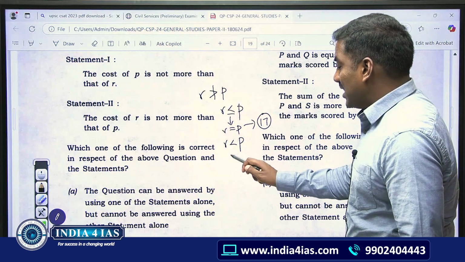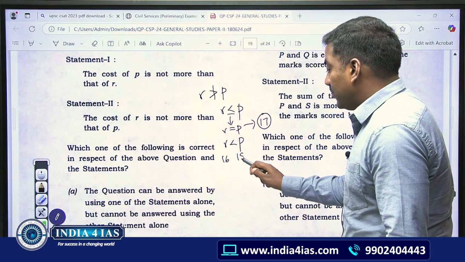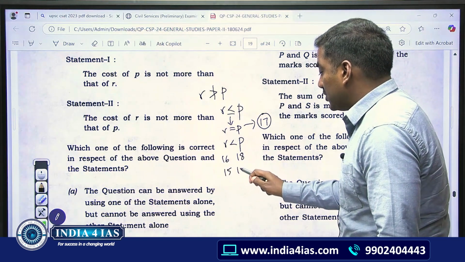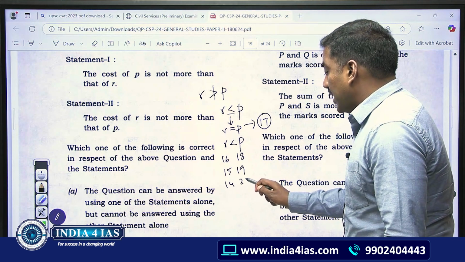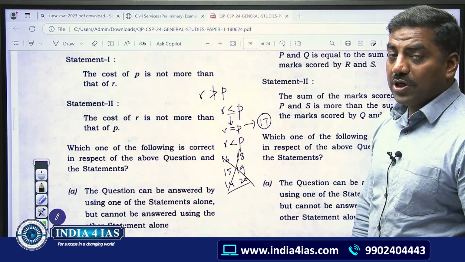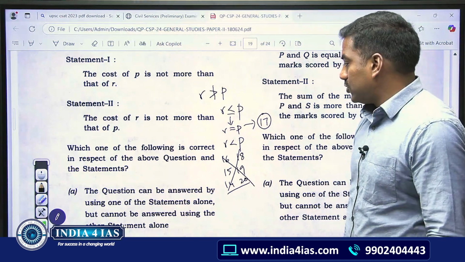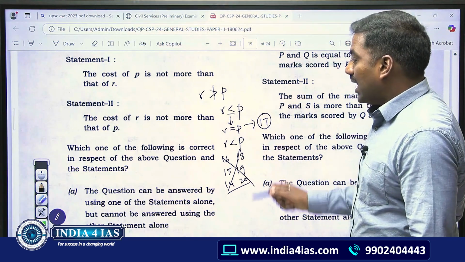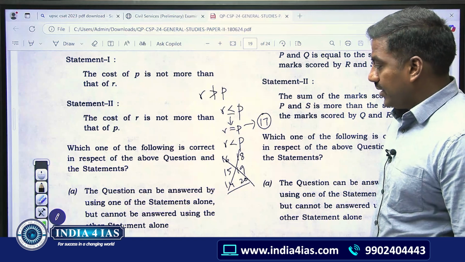If R is less than P, then it has to be 16 and 18, or 15 and 19, or 14 and 20. We cannot get this because Q has to be the least. Q has to be the least. So now R and P are equal to 17.